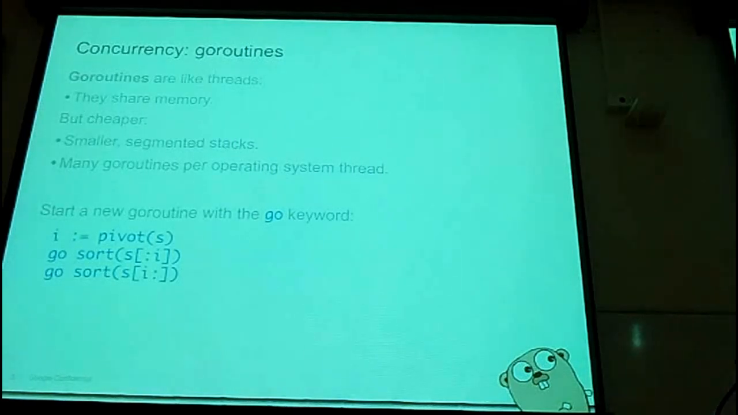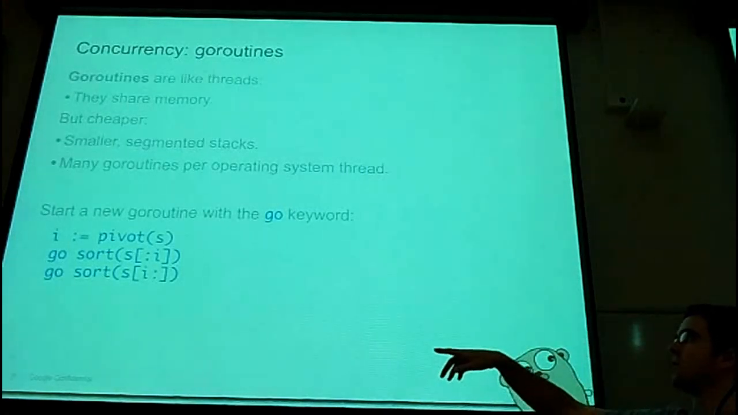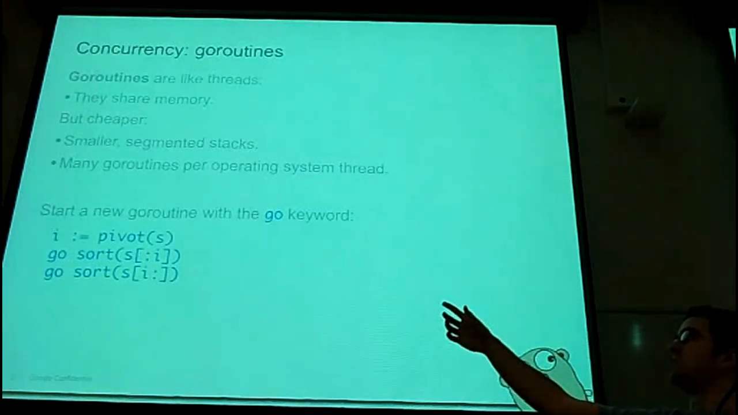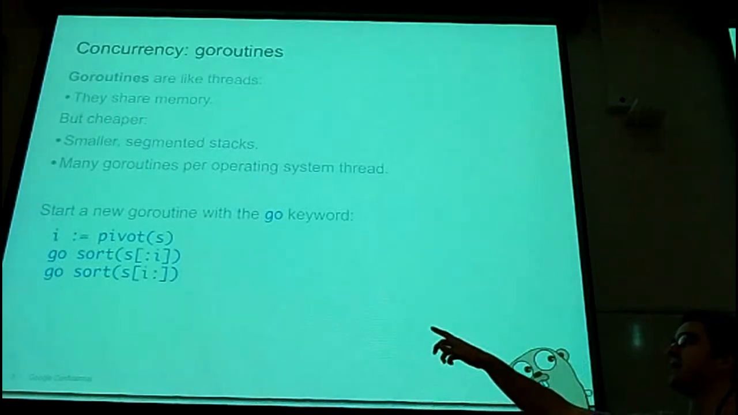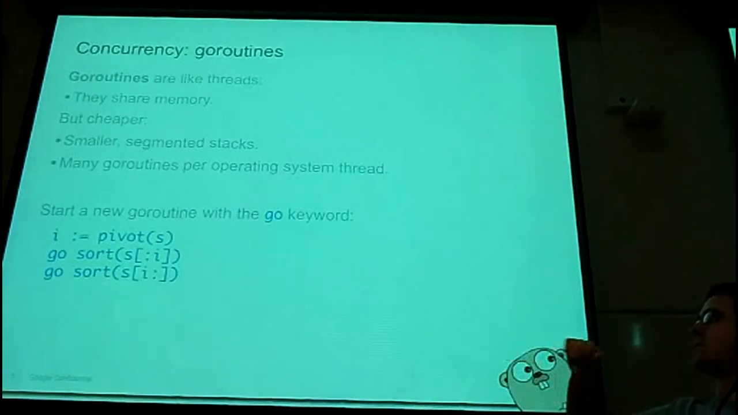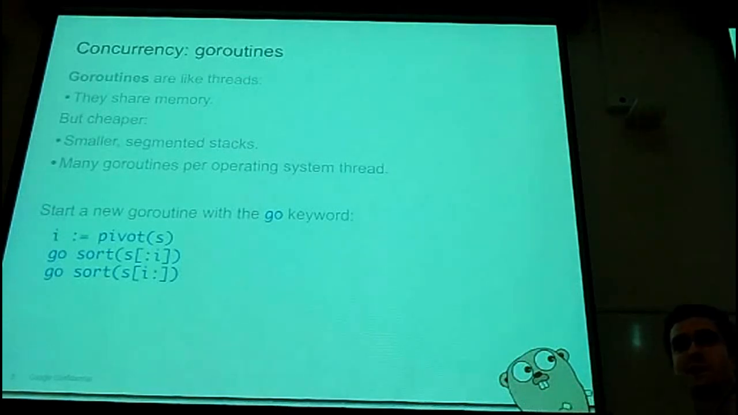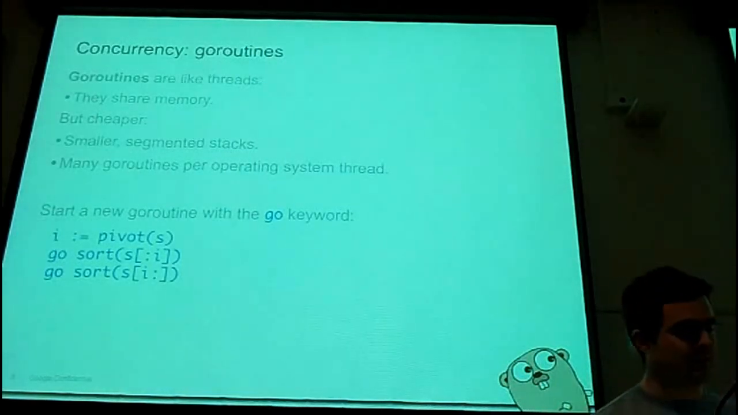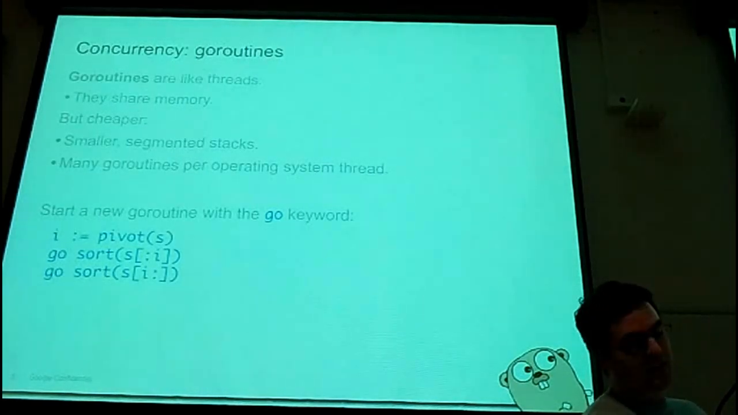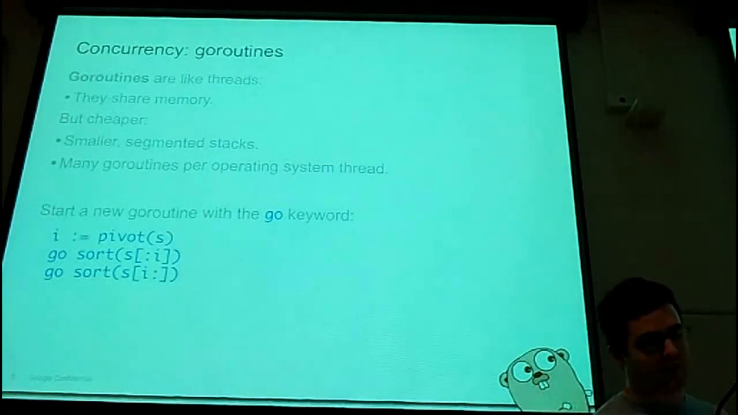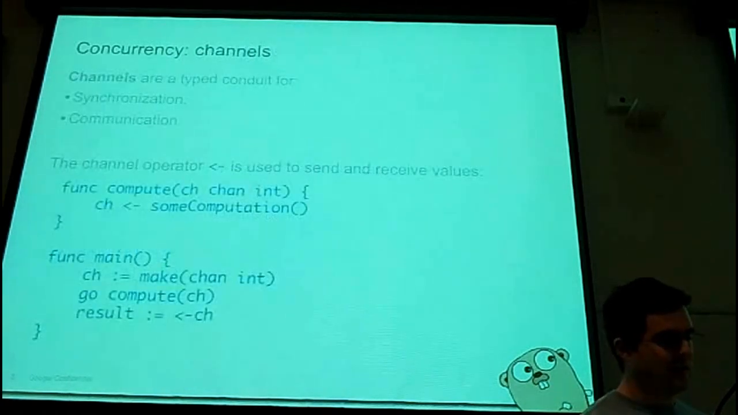To start a goroutine, you just use the go keyword. In this kind of artificial code, I have a slice s. I have a pivot function that chooses some point in the slice, an index. And then I launch two goroutines that sort the left-hand side of the slice and the right-hand side of the slice. And so they should sort this thing concurrently. That's really goroutines, and that's it. That's how straightforward it is.